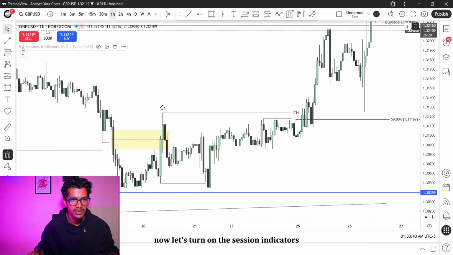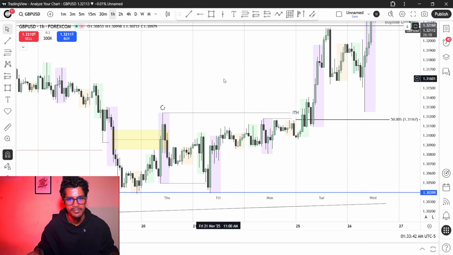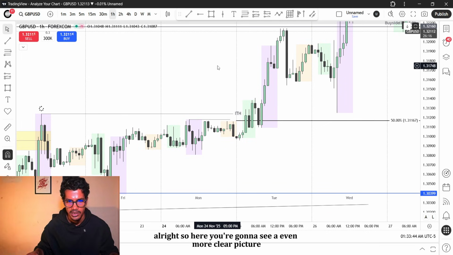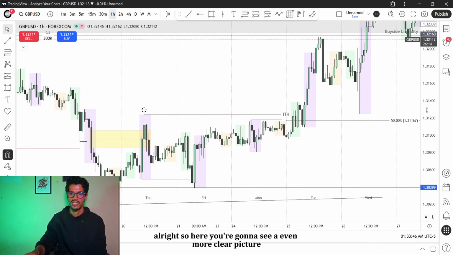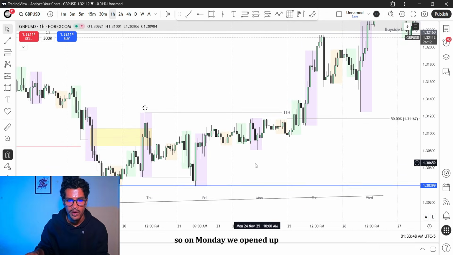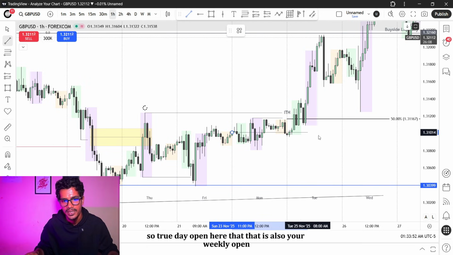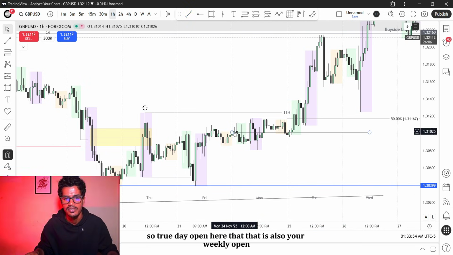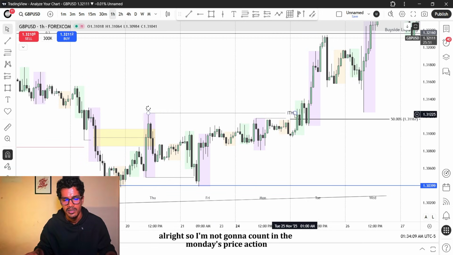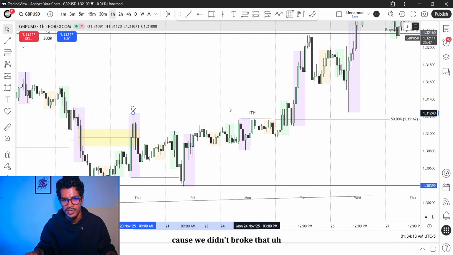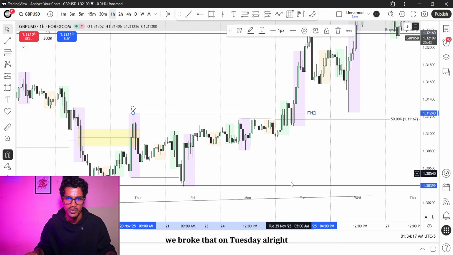Now let's turn on the session indicators. All right, so here you're gonna see an even more clear picture. On Monday we opened up through the open here. That is also your weekly open. So I'm not gonna count Monday's price action because we didn't break that intermediate term high on Monday. We broke that on Tuesday.